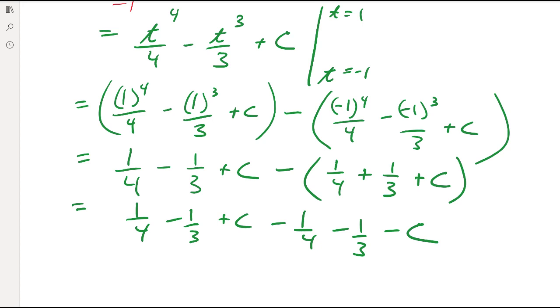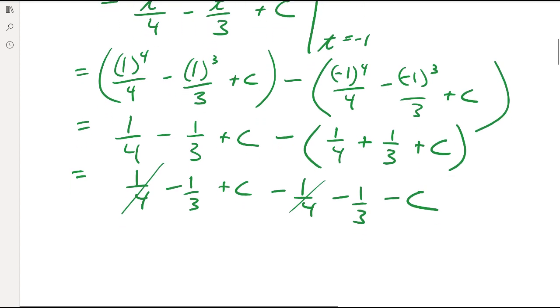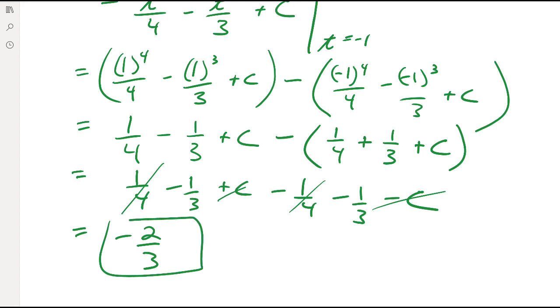All right. So what happens? Let's see here. 1/4 minus 1/4. They're going to combine to 0. That's nice. A negative 1/3 minus 1/3. Be careful. That's not 0. That's a negative 2/3. And then the c's cancel. All right. So our answer is a negative 2/3.